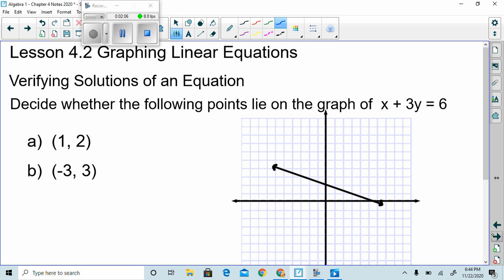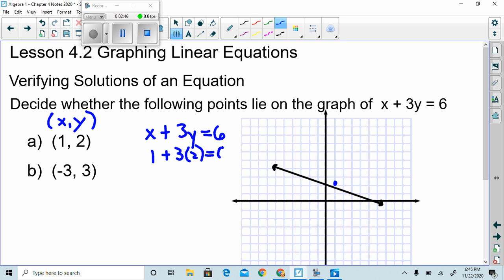Now, there are two ways I can prove whether the point 1, 2 is on this line and a solution. One is by actually graphing the point on the coordinate plane. If I go over 1 and up 2, it looks like that point is right there. If I want to check this algebraically, I'm going to take this set of coordinates, this x and y, and replace them into my equation. The equation, or function, I'm looking at is x plus 3y equals 6. So replace x with 1 and y with 2.